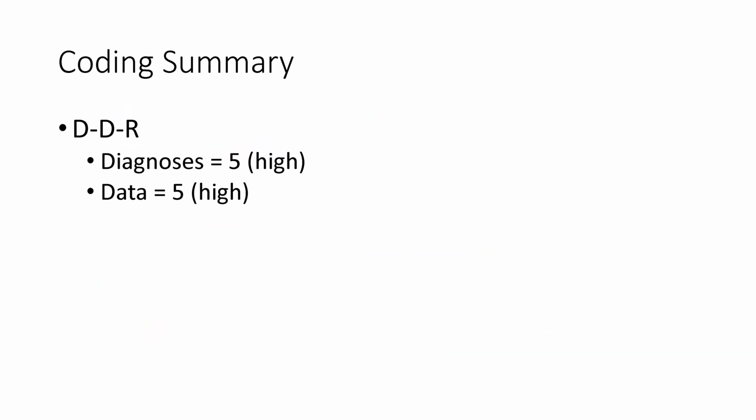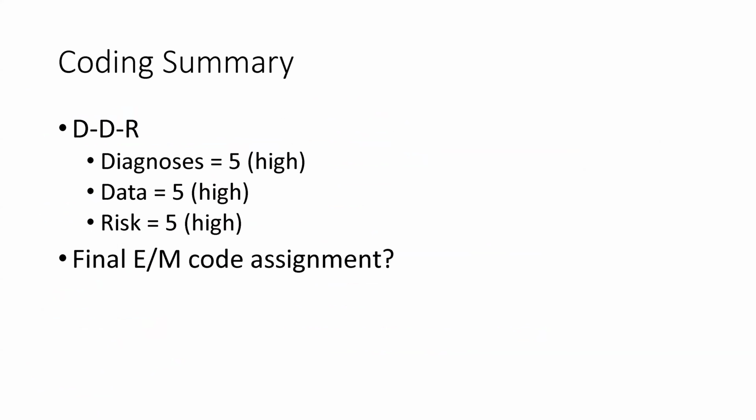So we're wrapping up with the coding summary. The diagnosis, we had a 5; the data, we had a 5; the risk, we had a 5. Finally, the M code assignment, 5 right away. It's going to be a 5, except it's not a 5 in the inpatient. There's no 5 in the inpatient.